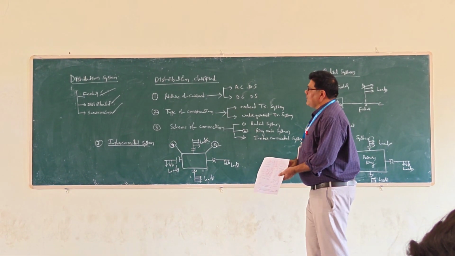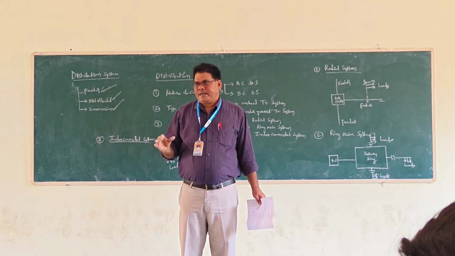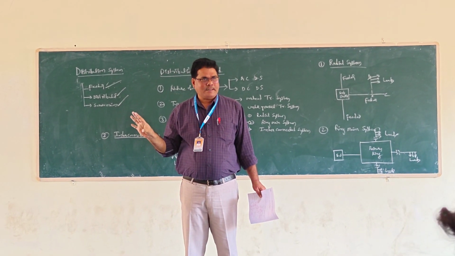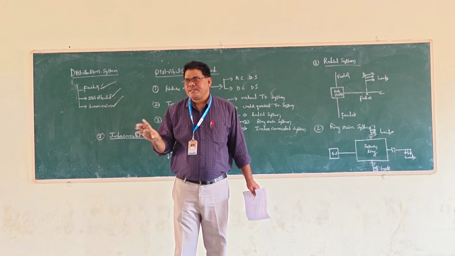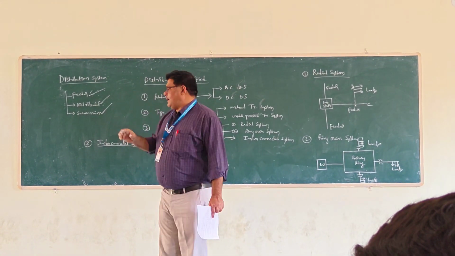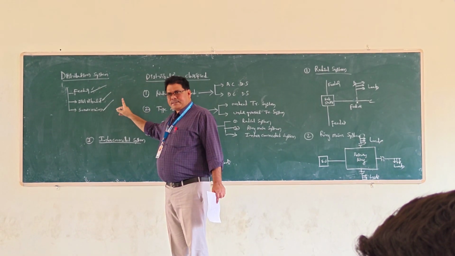Distribution system is nothing but it distributes the power for local use. It is called distribution system. It is a part of the power system. It will distribute the electrical power for local use. Distribution system generally consists of feeder, distributor, and service mains.